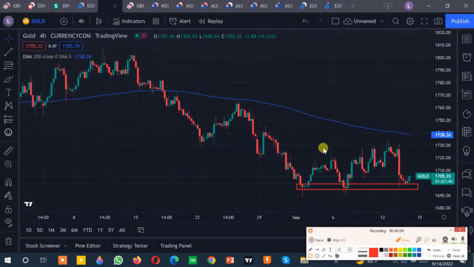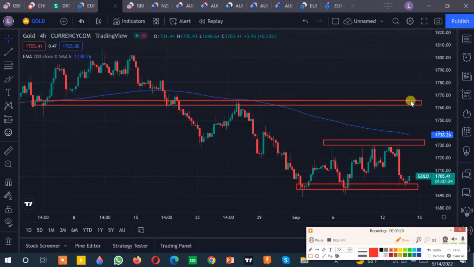Support area, it's a resistance area, and it is also a resistance area. It is also, at this moment, a resistance area. This is the 200 EMA. The market is below the 200 EMA, so the market is in a downtrend.